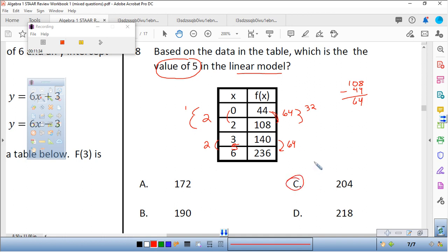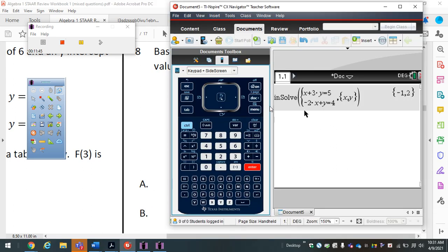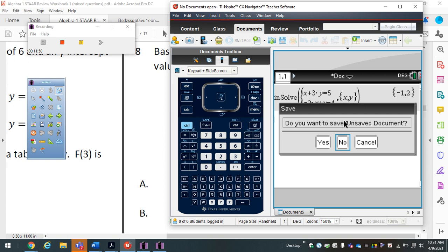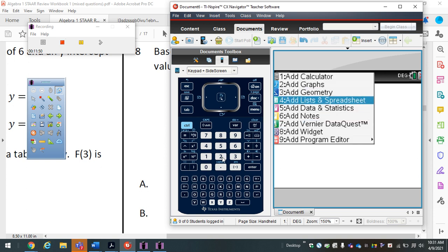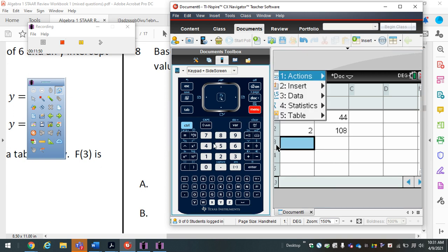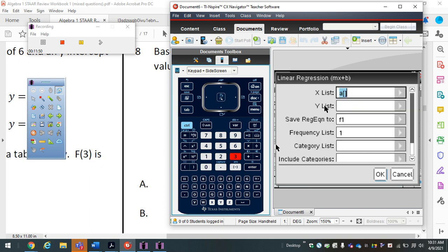All right? Okay, so I used the calculator before. I'm going to show you this in the calculator again, so you don't have to think. You don't know what's going on. 44 to 108. Menu, 4, 1, 3. It is linear, so I'm going to go with linear.